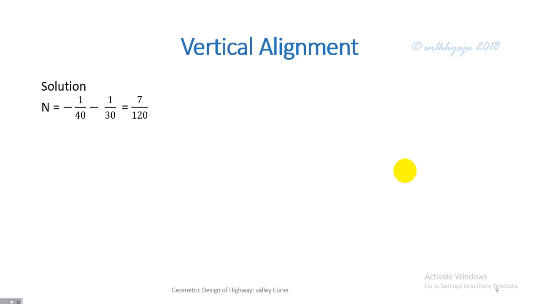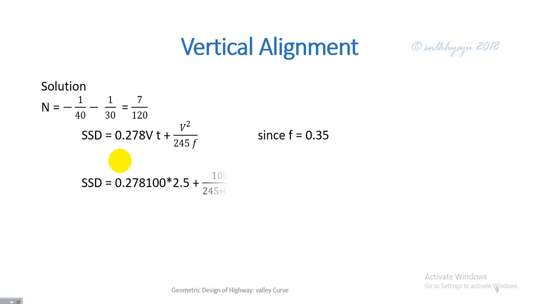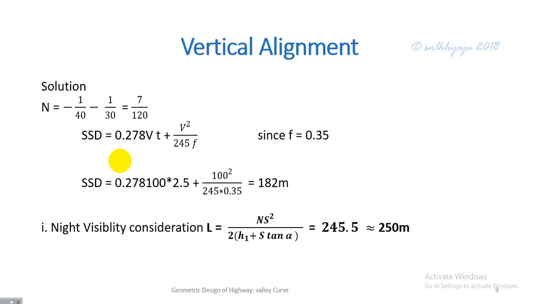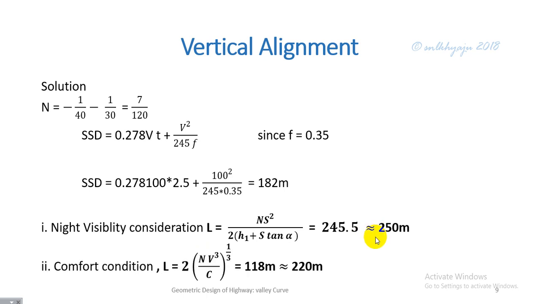Solution. The deviation angle is calculated as N equals 7 over 120. As the stopping sight distance is not given in the question, we have to calculate it from the regulations, and it is calculated as 182 meters. Now for the length of the valley curve, for the first condition, night visibility consideration, we use the relation L equals N square by twice h1 plus s tan alpha, and it is calculated as 215 meters. For the comfort condition, we use the corresponding relation and the length of the valley curve comes to about 220 meters.